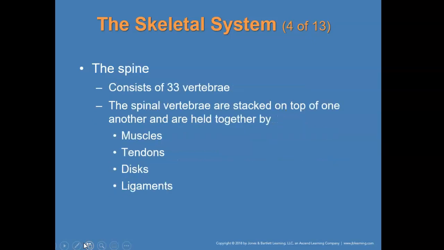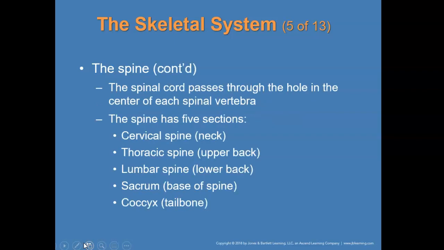The spine consists of 33 vertebrae. The spinal vertebrae are stacked on top of one another and are held together by muscles, tendons, discs, and ligaments. The spinal cord passes through the hole in the center of the spinal vertebrae. The spine has 5 sections.